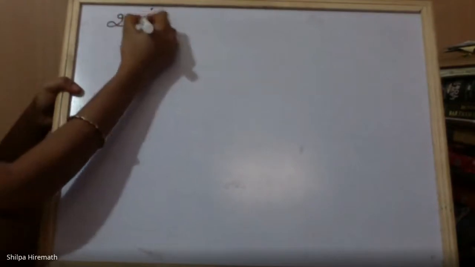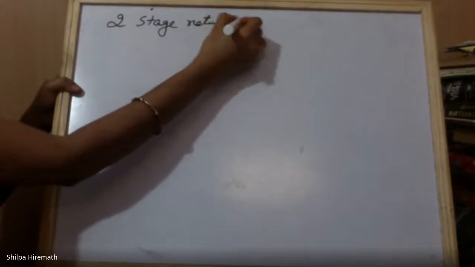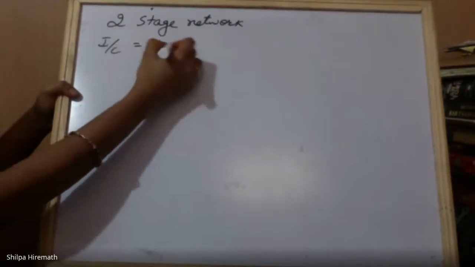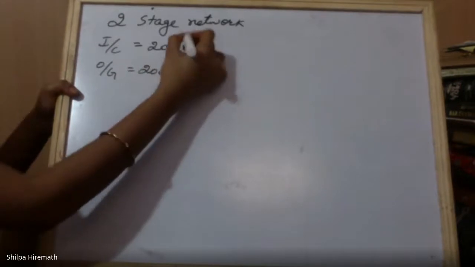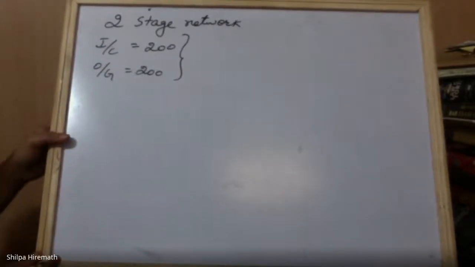So here the problem says: design a two-stage switching network for connecting 200 incoming trunks to 200 outgoing trunks. Here it is a two-stage network, and they are saying that incoming trunks is equal to 200 and outgoing trunks are also equal to 200. It means that incoming and outgoing trunks are equal. For this, you need to design a two-stage network. You already know how the two-stage network is.